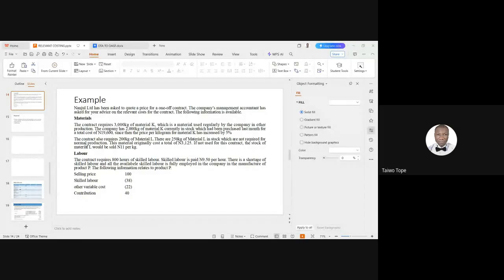The contract requires 800 hours of skilled labor, and skilled labor is paid 9 naira 50 kobo per hour. There is a shortage of skilled labor, and all the available skilled labor is fully employed in the company in the manufacture of product P. The following information relates to product P. So now, what will be the total relevant cost in relation to labor?